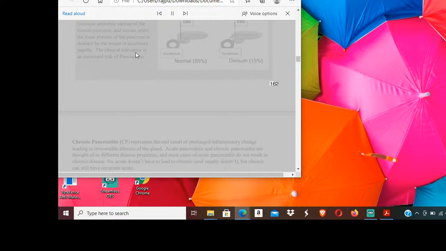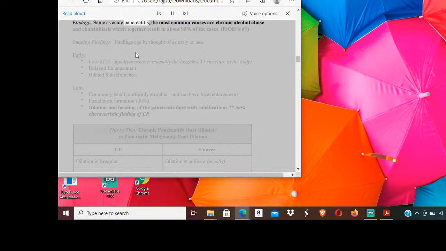162. Chronic pancreatitis, CP, represents the end result of prolonged inflammatory change leading to irreversible fibrosis of the gland. Acute pancreatitis and chronic pancreatitis are thought of as different disease processes, and most cases of acute pancreatitis do not result in chronic disease. So acute doesn't have to lead to chronic and usually doesn't, but chronic can still have recurrent acute.